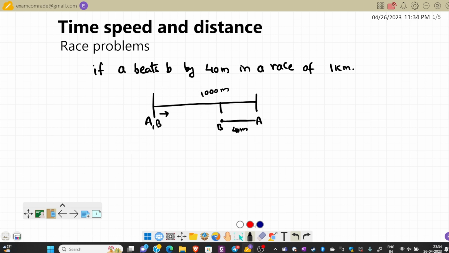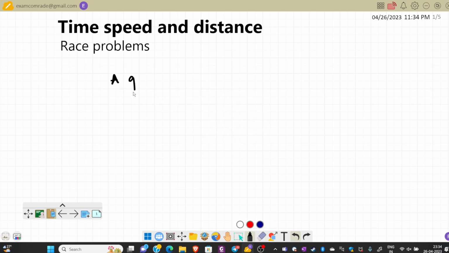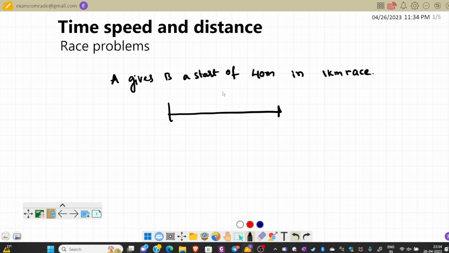Okay. In some cases, it is also given that A gives B a start of 40 meters in a 1 kilometer race. What that means is they will complete the race at the same time, but B will start from here, A will start from here. This will be 40. This is called giving a start. This will be 1000 meters.